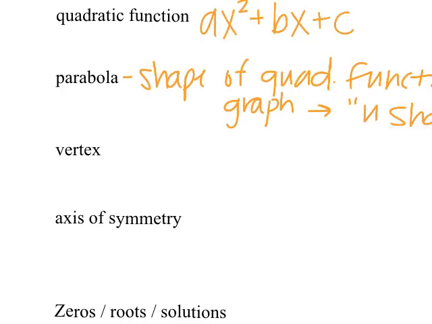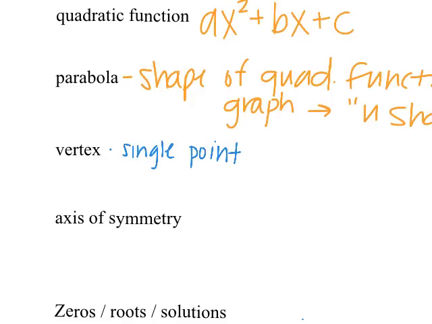Vertex. All right, so the vertex is just the point, so it's a single point. All right, so we're going to write single point. And what I mean by single point is, you know how we have our x and y, our coordinate point, so the x value and the y value. So a vertex is just one of those. So it's got one x and it's got one y, and that's our vertex. Okay, so it's a single point.